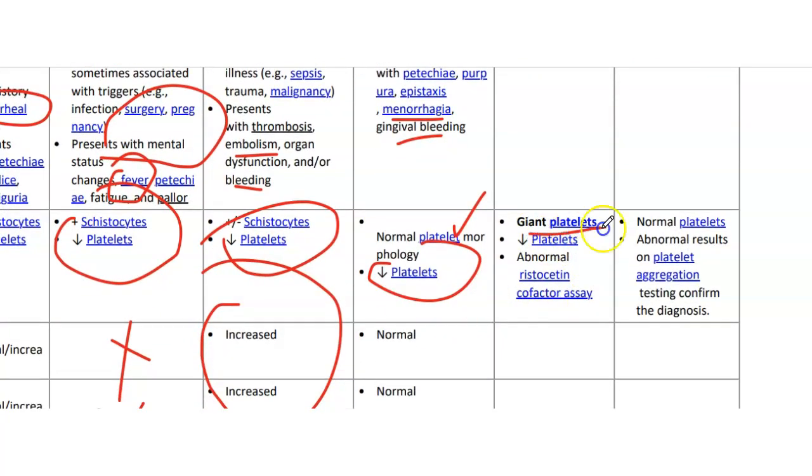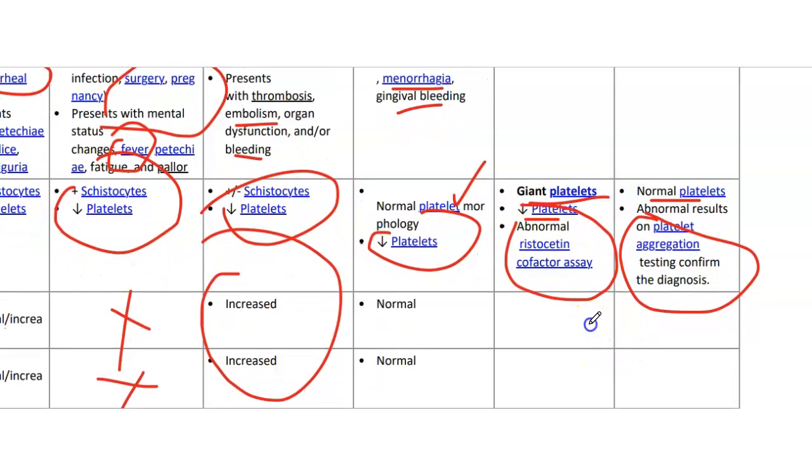On findings, we will have giant platelets in Bernard-Soulier and decreased platelet count, and remember the abnormal ristocetin cofactor assay. Normally ristocetin promotes the adhesion of the platelets, but here the receptors are affected, so the adhesion of the platelet is also impaired. So an abnormal assay will be there. In Glanzmann, we have normal platelets and abnormal results on the platelet aggregation test, confirming the diagnosis. Other findings are not affected in these two conditions.